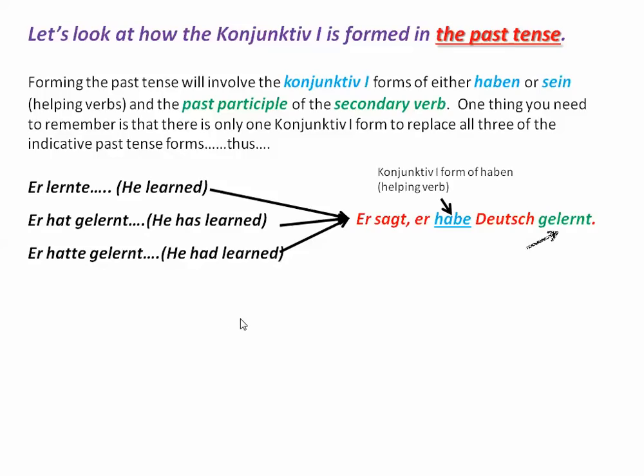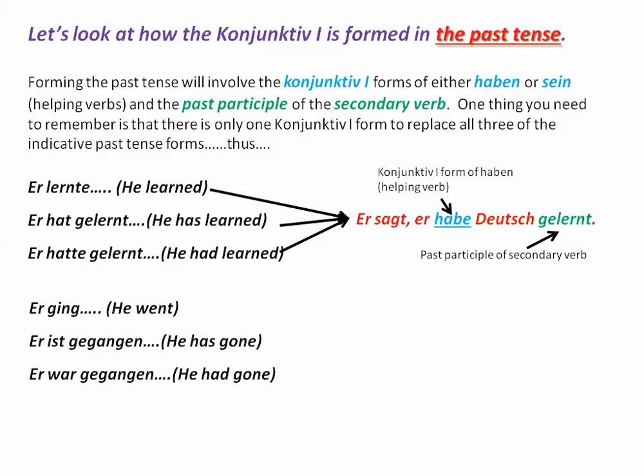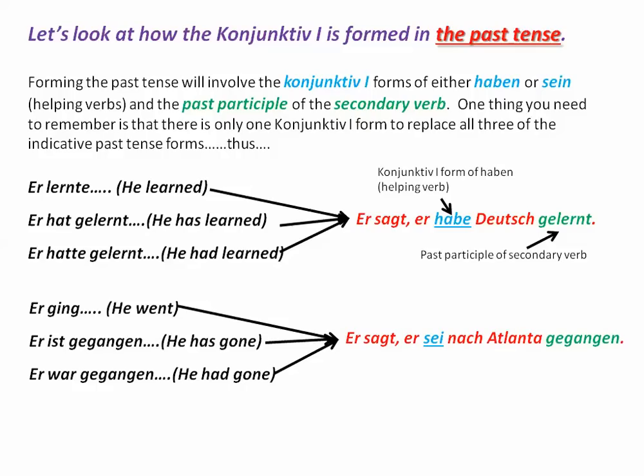And so not all your verbs are going to use haben as a helping verb. Some will use sein. For example, gehen, it's moving from one place to another, clearly indicates moving from one place to another. So it's going to use sein as a helping verb. So ging, ist gegangen, und war gegangen all become, in the Subjunctive I, sagt, sei nach Atlanta gegangen. So this is reported speech about he has gone to Atlanta in the past. Again, we're using the Subjunctive I form of sein here, our helping verb, and at the end is the past participle of the secondary verb.